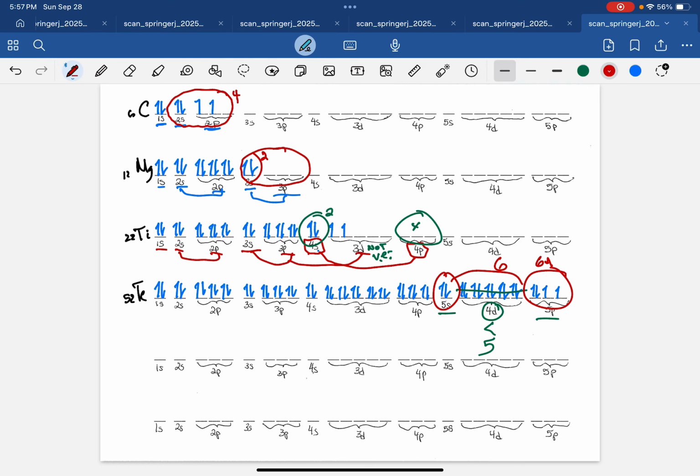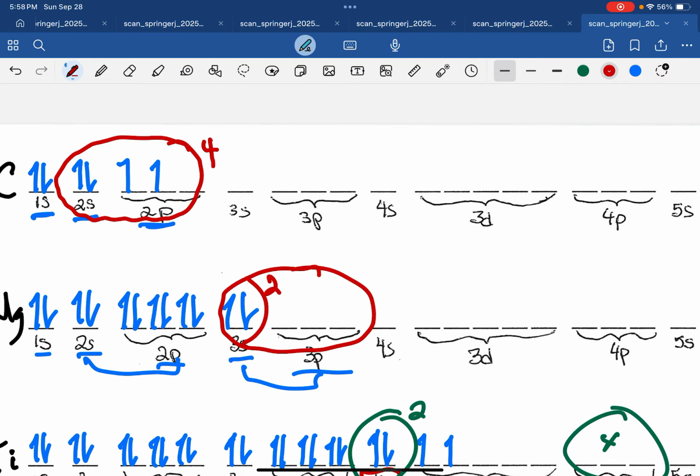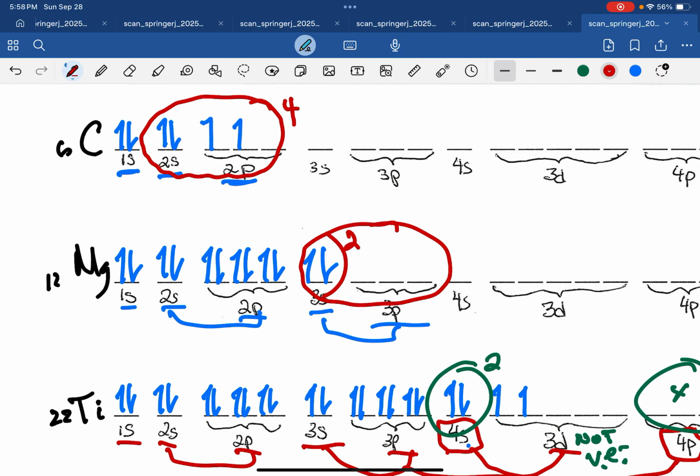We can use this type of configuration to look at whether something's got an octet, how many bonds it's likely to form, where it could form bonds, where it could gain or lose electrons. All that kind of stuff is nice to know. However, a lot of times your teacher or professor won't want to see this. They might not even give you an opportunity to do this with the blanks. What they might prefer is that you do the more condensed version. It's got a name, but I can't remember what it is right now.